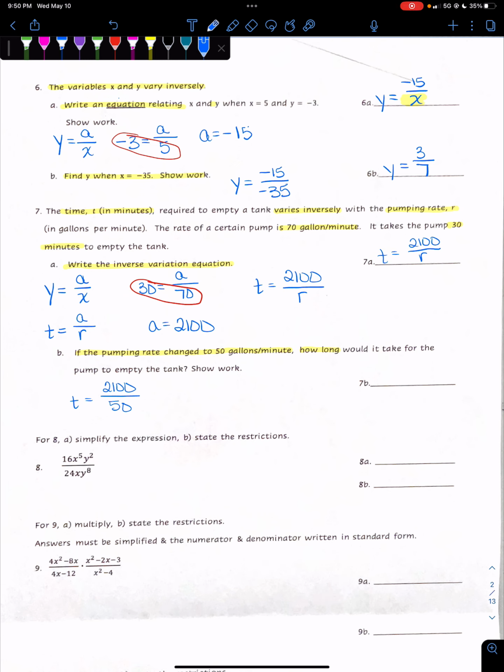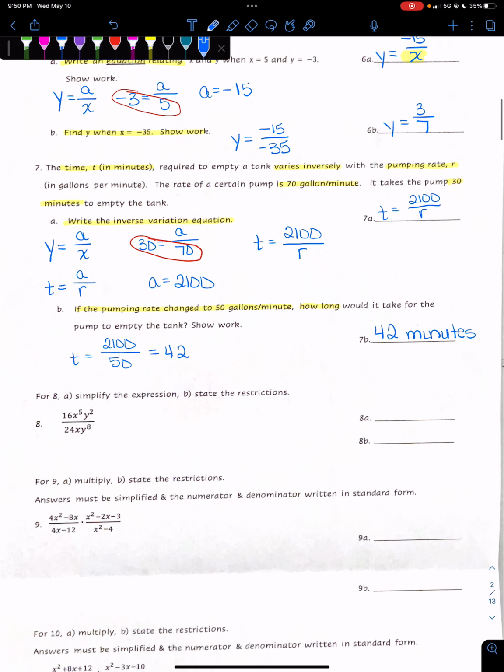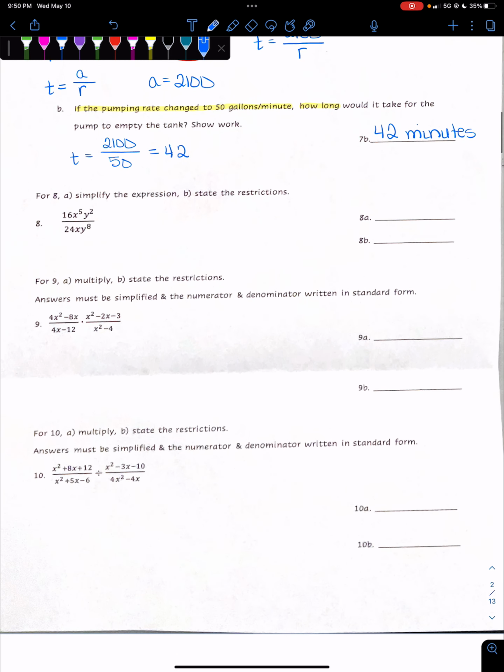2100 divided by 50, that gives me 42. This is a word problem, so it deserves a word answer. So this will be 42 minutes. It will take 42 minutes for it to empty at 50 gallons per minute. Okay? All right, number 8.